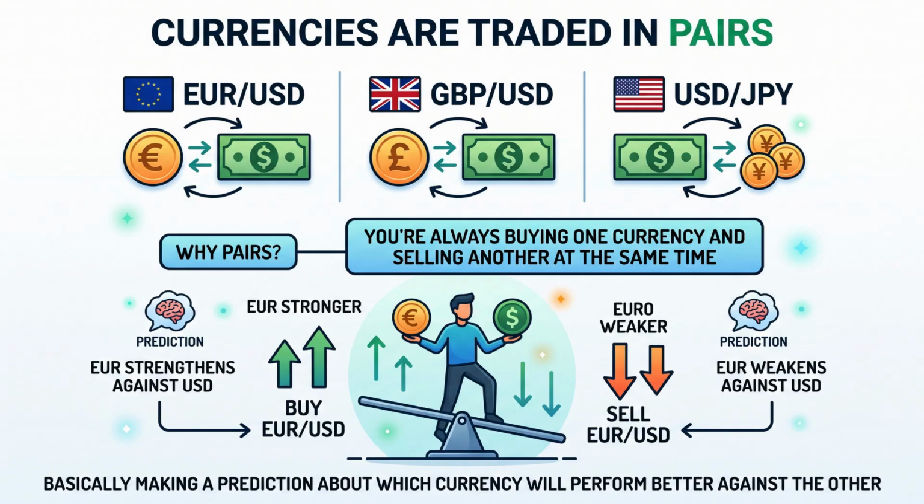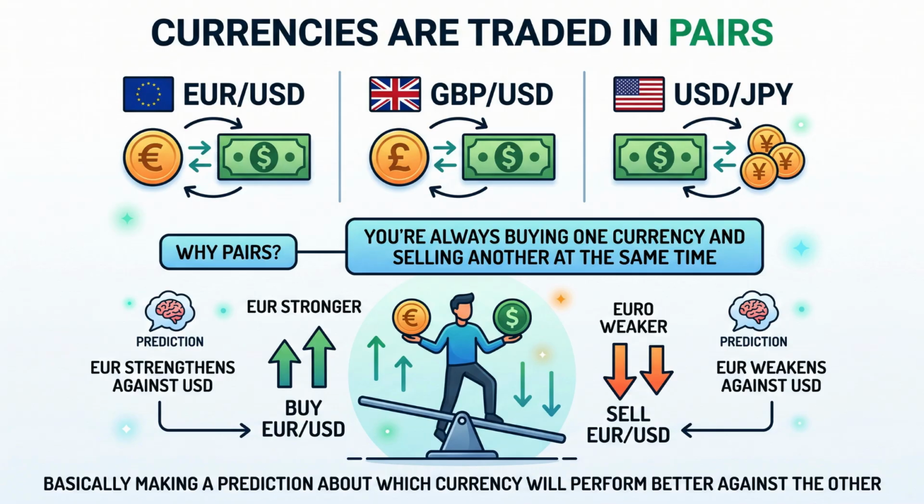Currencies are traded in pairs. One of the first things beginners need to understand is that in Forex, currencies are always traded in pairs. For example, euro to US dollar, euro against the US dollar. Pound sterling to US dollar, British pound against the US dollar. US dollar to Japanese yen, US dollar against the Japanese yen. Now you might be wondering, why pairs?